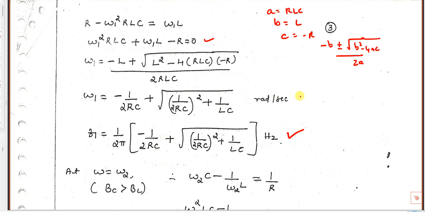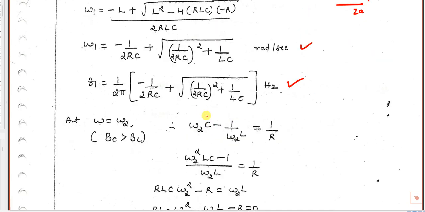This is the expression for omega 1 in radians per second. Similarly, F1 is equal to 1 over 2 pi of this much. This is for a series parallel resonance circuit, with ideal components L and C that do not have internal resistance.